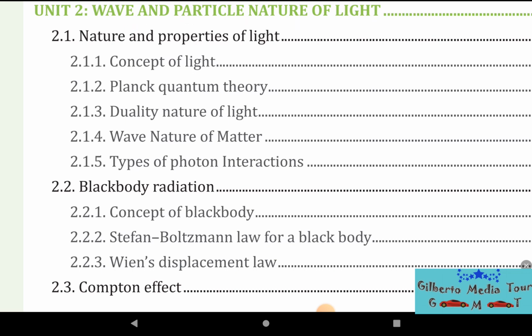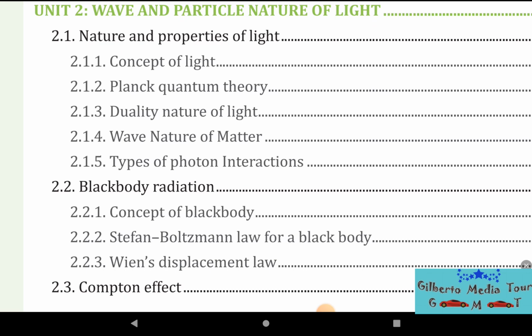It is where we discuss light. Light may behave as a wave or a particle. There is the duality nature of light. Maybe light is a wave, also light is a particle.